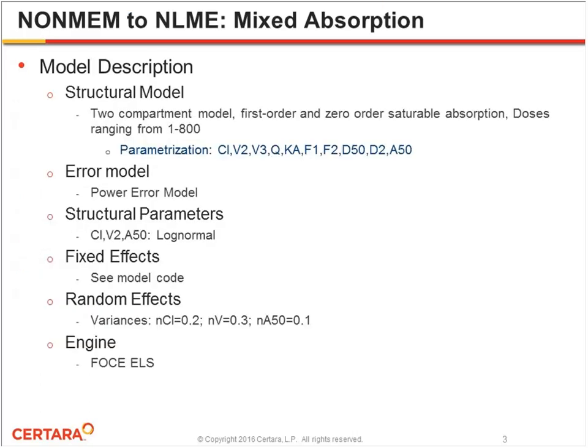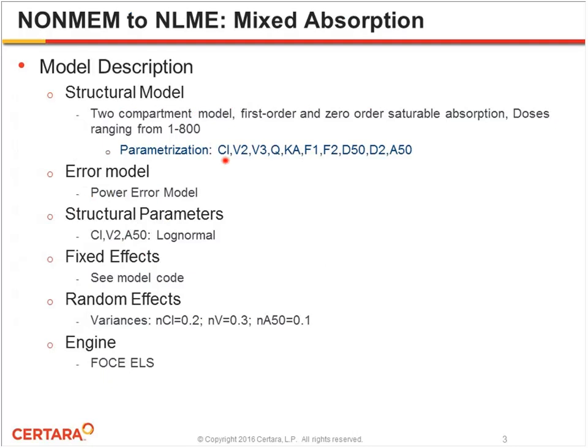So what is our model about? It's a two-compartment model. We have mixed absorption, first order and zero order, and it is a separable absorption. The study data have doses ranging from 1 to 800 units.